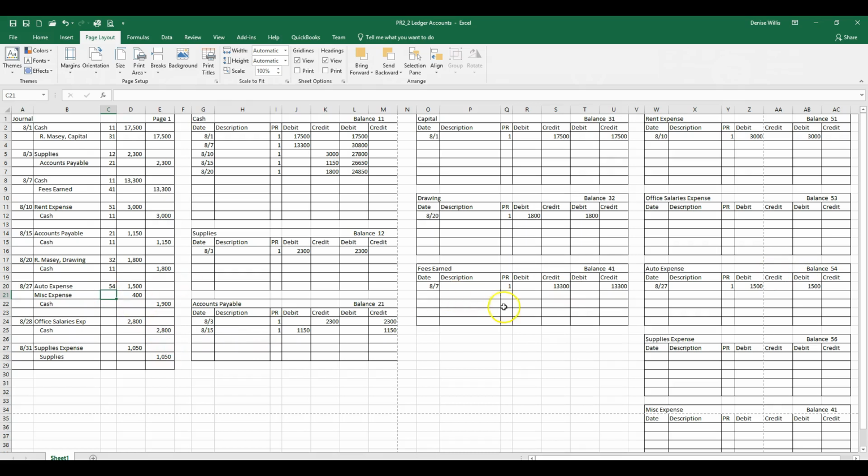Okay, anyway, miscellaneous expense is down here. And that's 8/27 from page 1. $400 debit to miscellaneous, giving us a debit balance of $400. And the account number for miscellaneous is 41. Excuse me. It should not be 41. I'll change that number. Let's say it's 57. I made up all these account numbers too. I just forgot to change that one.